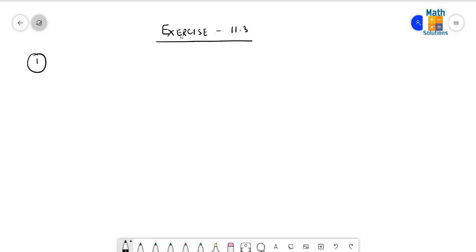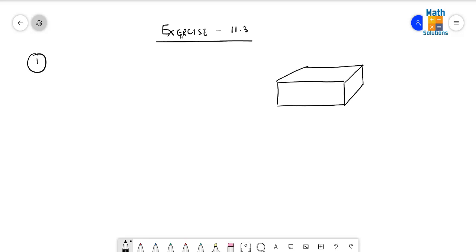Here what is given, there are two cuboidal boxes as shown in the adjoining figure. Which box requires the lesser amount of material to make? So the figures are given like this. One cuboid is given. This is the cuboid given to us.